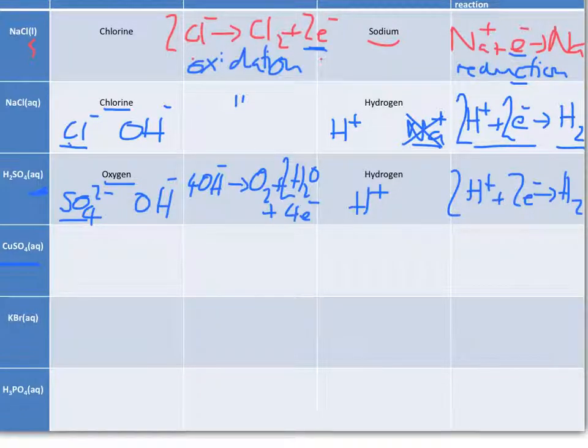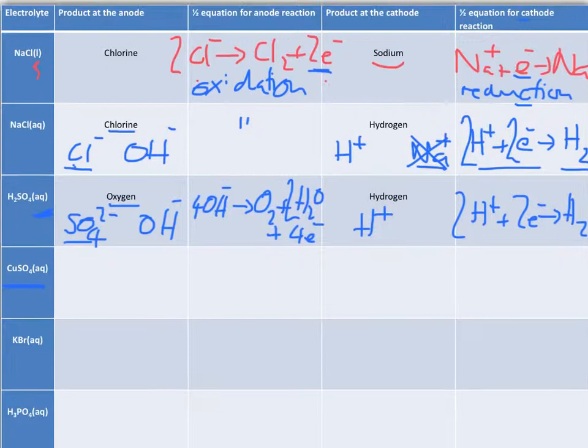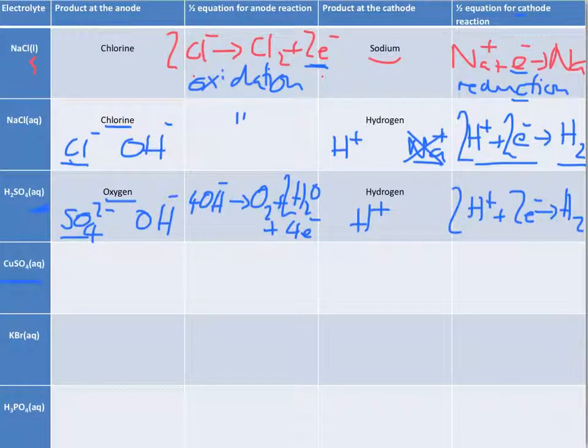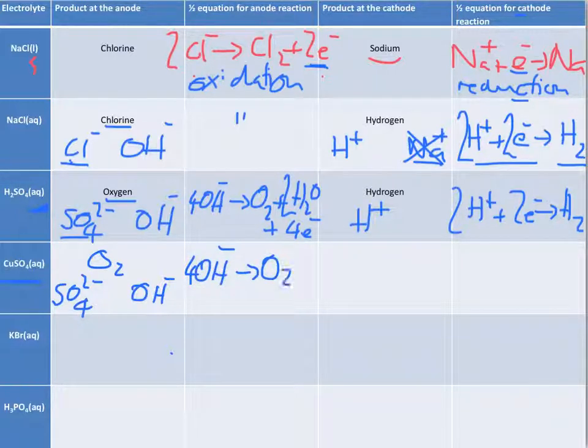So what's going to be forming at the anode here? We've got a choice of sulfate, or hydroxide reacting. Have we got a halide? No, sulfate isn't a halide, so we'll have oxygen forming, and you'll get the same half equation as above. Oh, terrible writing.